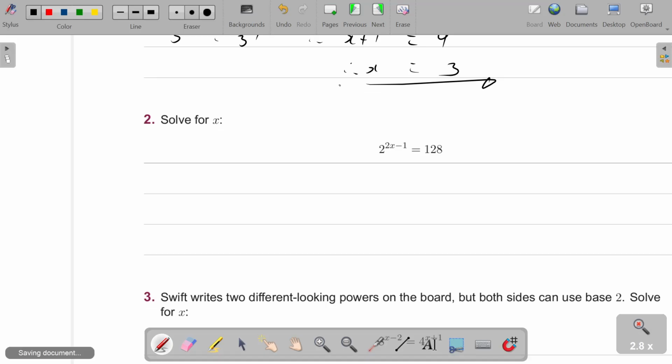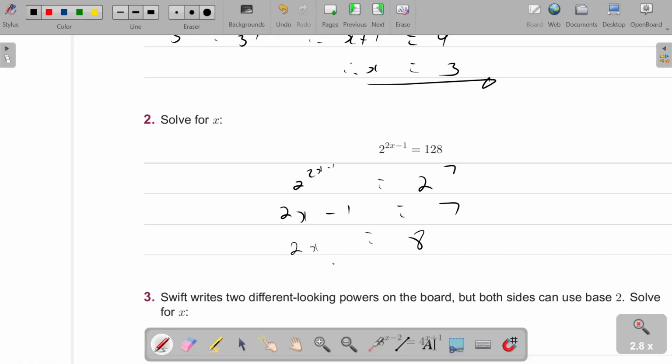Again, same procedure, right? This is 2 to the power of 2x minus 1. And we know that 128 is the same as 2 to the power of 5 is 32, 6 is 64, 7 is 128. So taking this into consideration, that must mean that 2x minus 1 has got to be equal to 7. I take the 1 to the other side and I've got 2x is equal to 8.